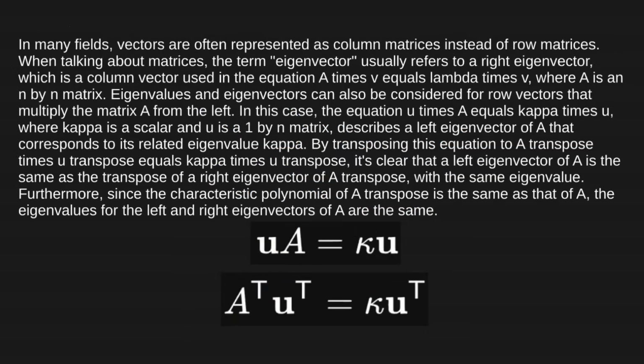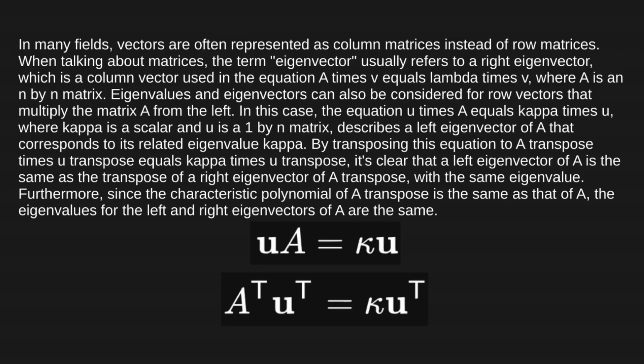In many fields, vectors are often represented as column matrices instead of row matrices. When talking about matrices, the term eigenvector usually refers to a right eigenvector, which is a column vector used in the equation A times v equals lambda times v, where A is an n by n matrix. Eigenvalues and eigenvectors can also be considered for row vectors that multiply the matrix A from the left. In this case, the equation u times A equals kappa times u, where kappa is a scalar and u is a 1 by n matrix, describes a left eigenvector of A corresponding to the eigenvalue kappa.